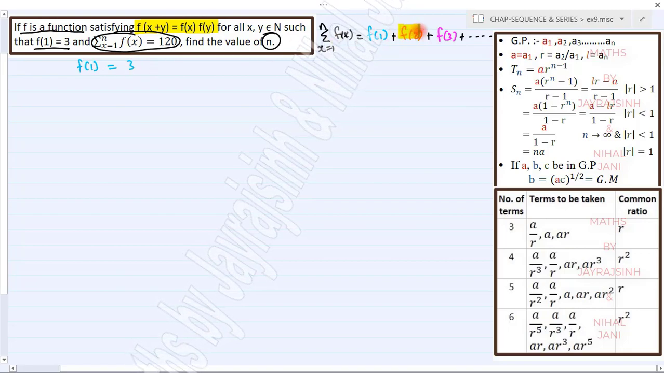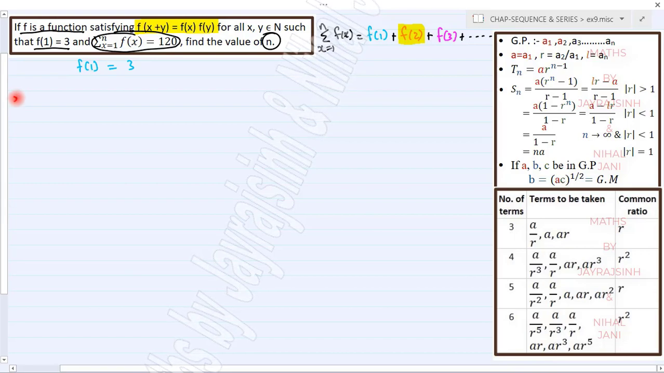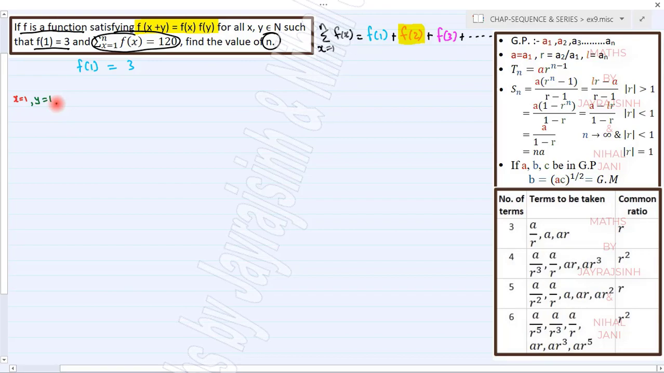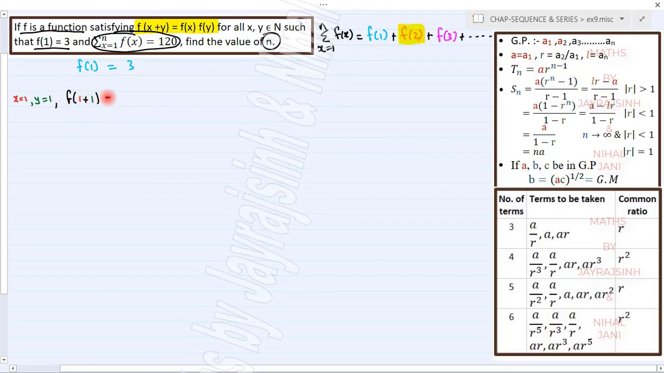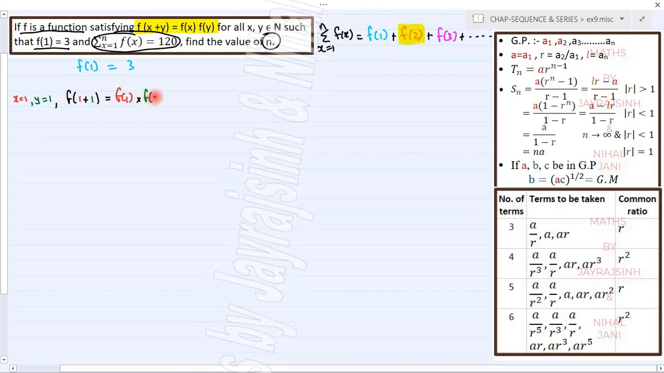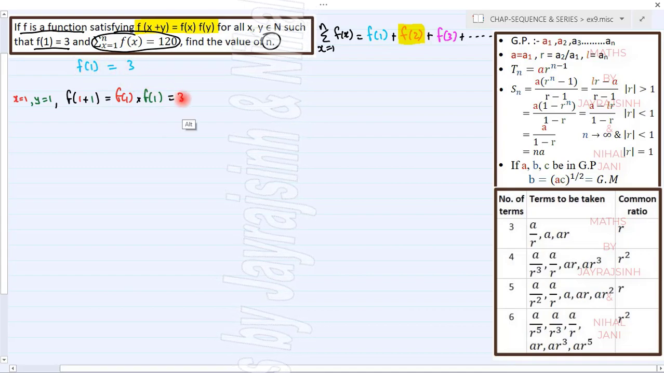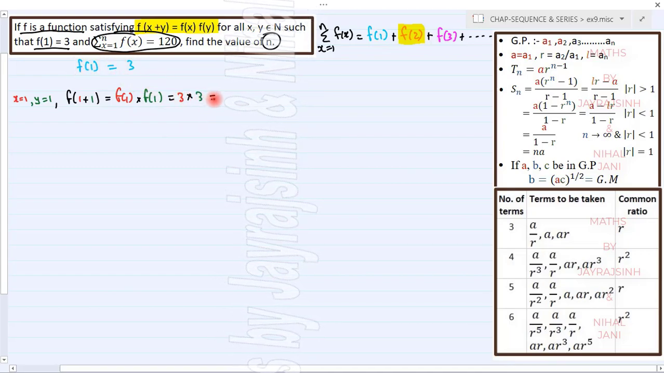Then, to obtain f of 2, let's use the given condition and take x equal to 1 and y equal to 1. So, using the given condition, f of 1 plus 1 is equal to f of 1 into f of 1. Now, we already have the value of f of 1, which is 3. So, here we'll get 3 into 3, or we can say 3 square.